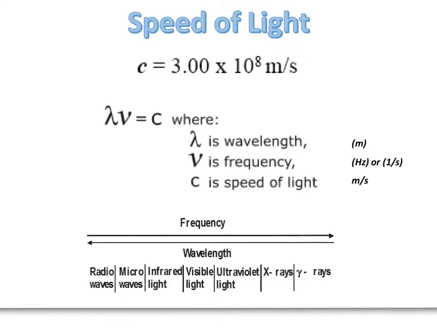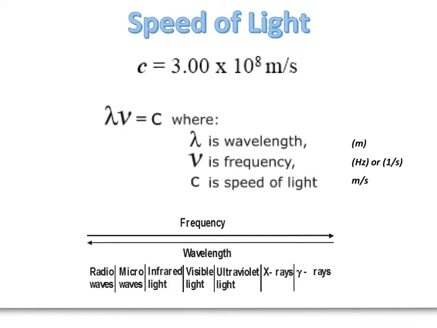The speed of light in a vacuum is 3 times 10 to the 8 meters per second. This can be calculated, as can all waves, by multiplying wavelength times frequency. Wavelength is measured in meters as the standard unit. Frequency is measured in hertz, which is a wave per second. Therefore, the unit for the speed of light is meters per second. There is an inverse relationship between wavelength and frequency.